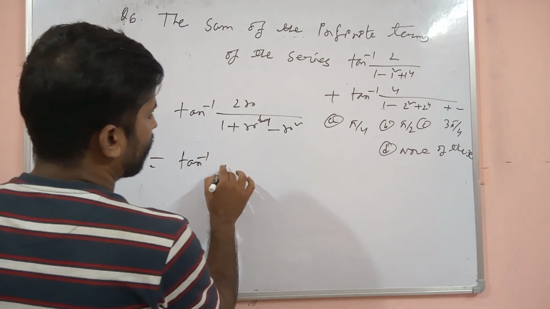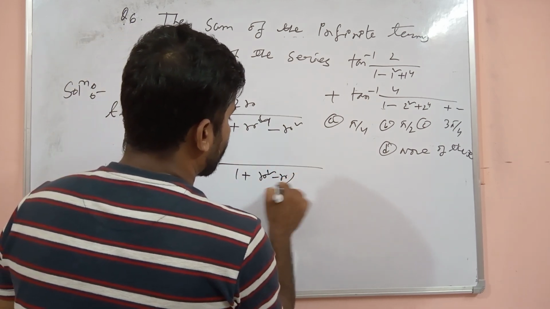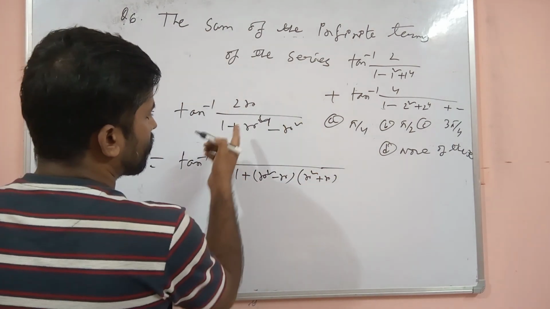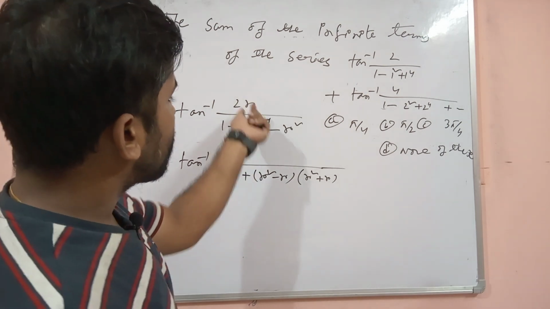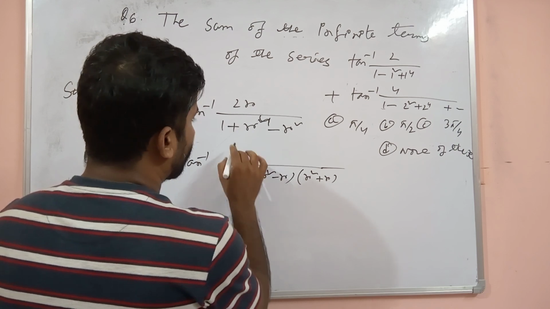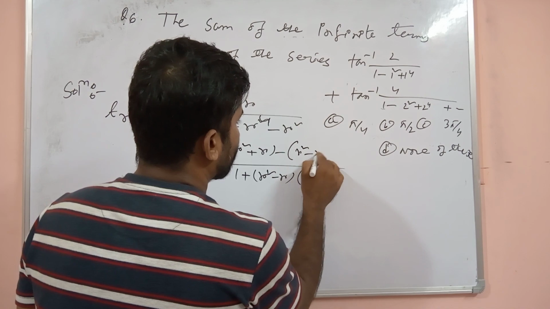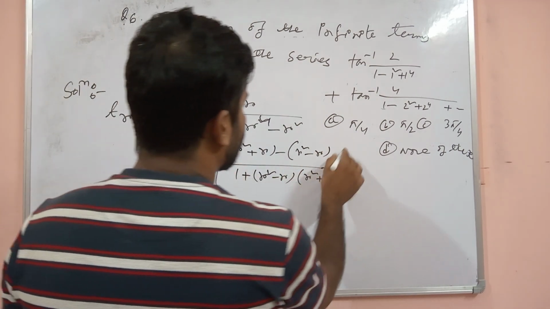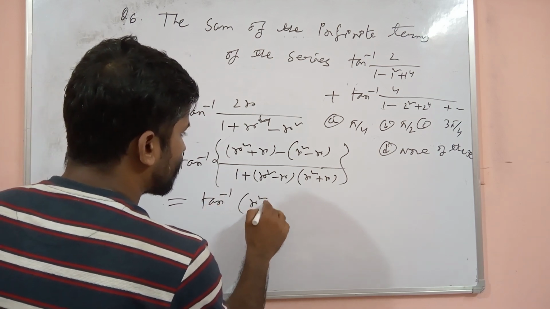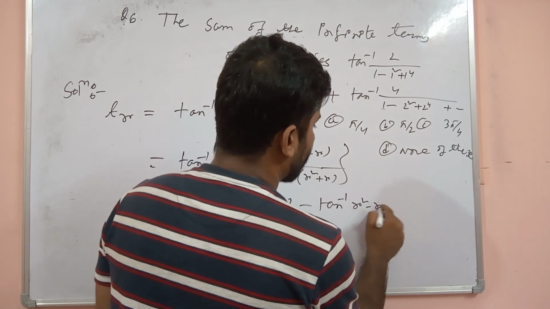So finally it can be written as 1 plus r square minus r into r square plus r, as it is twice r. So we must replace it by this using the inverse tangent difference formula. Okay, so it would be like this, r square minus r. Okay, so the sum is balanced: tan inverse r square plus r minus tan inverse r square minus r.